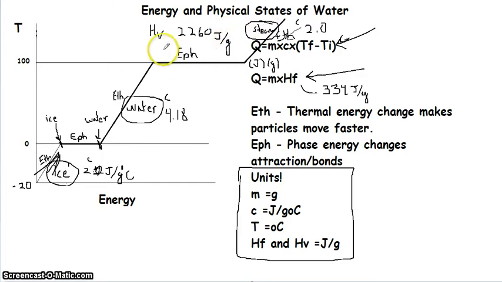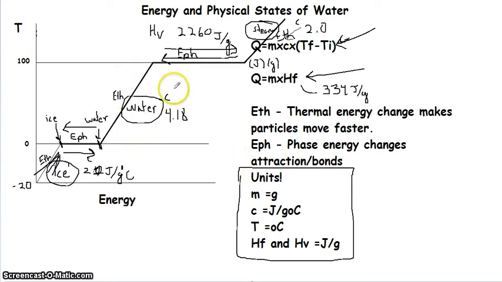Okay, and if you're going in this direction, it's called vaporization. If you're going in this direction, it's condensation. The same thing as this: if you're going in this direction, this is melting, and if you're getting colder, it's freezing. Now, this brings me to another point.